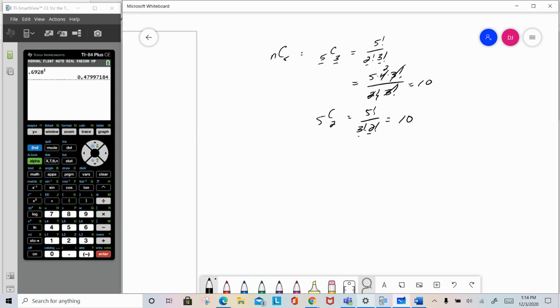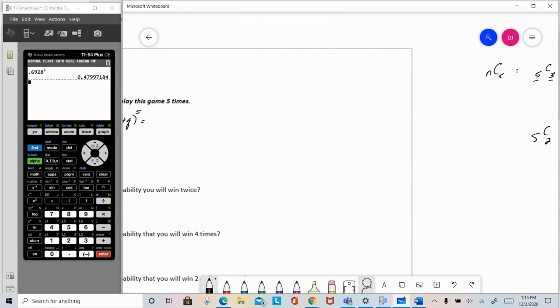Well, wait a minute. We talked about this in class. 1, 1, 1, 1, 2, 1, 1, 3, 3, 1, 1, 4, 6, 4, 1, 1, 5, 10, 10, 5, 1, and so on and so on. Notice that this is 0, 1, 2, 3. 5 choose 3 is 10. 0, 1, 2. 5 choose 2 is 10. Okay, so here's where this plays.